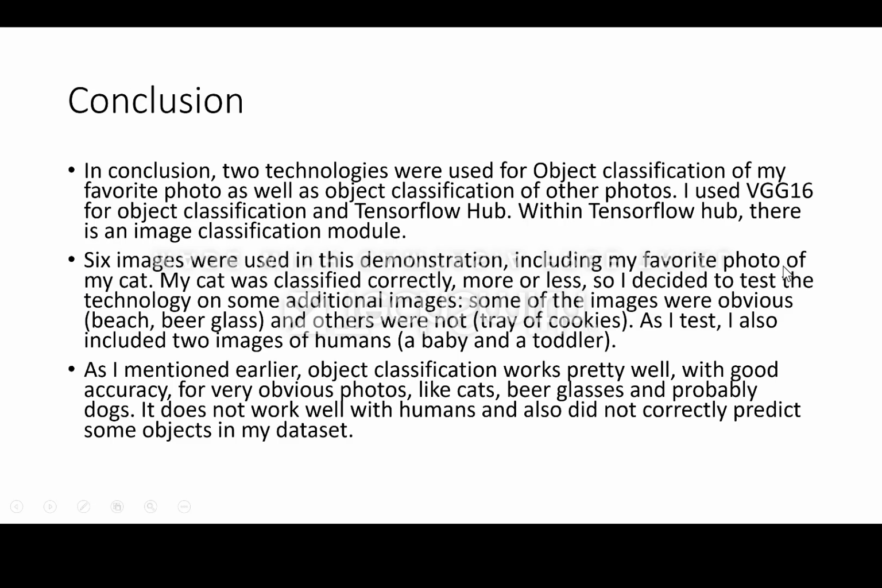Conclusion. In conclusion, two technologies were used for object classification of my favorite photo, as well as object classification of other photos. I use VGG16 for object classification and TensorFlow Hub. Within TensorFlow Hub, there is an image classification module. Six images were used in this demonstration, including my favorite photo of my cat. My cat was classified correctly, more or less.